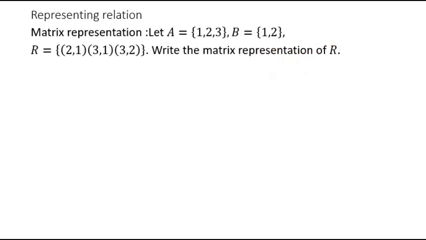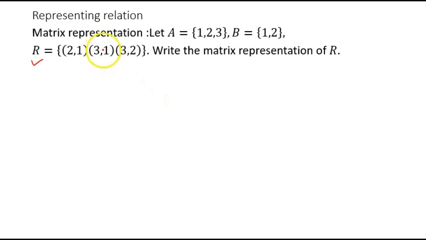Now the next thing that we are going to talk about is the matrix representation of the relation. Okay, so let's talk about it. To understand the matrix representation, let us take this example. There is a set A and set B, and we have a relation R which is defined from set A to set B. Now what will be the matrix representation of this relation?